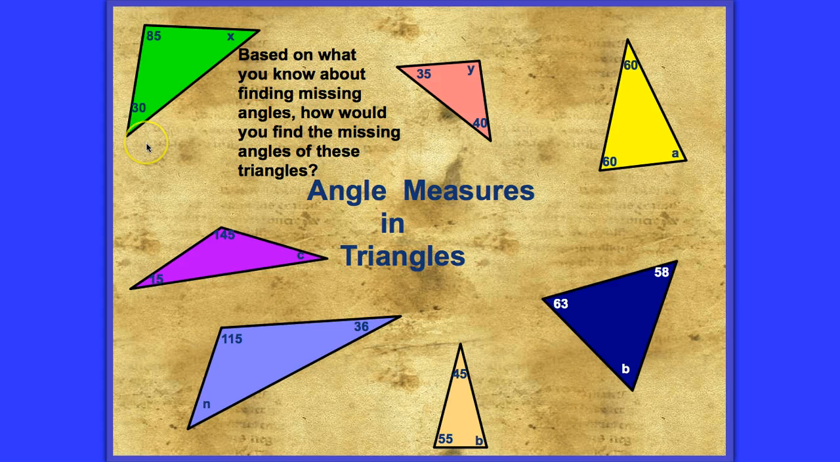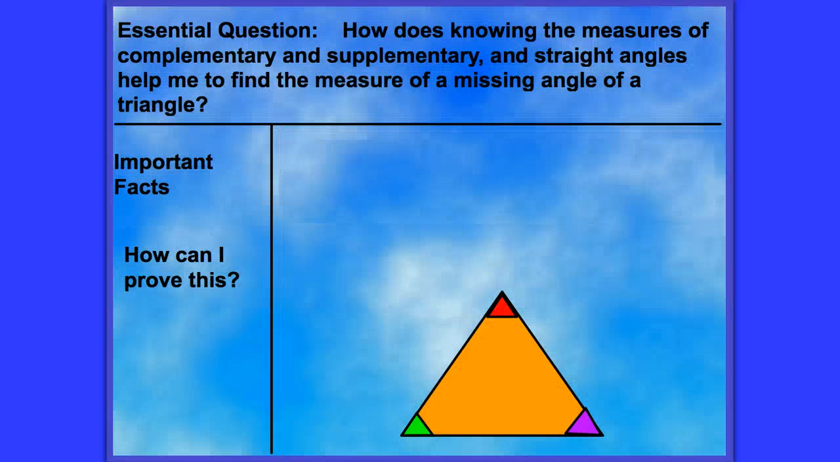Well, based on what you know about finding the missing angles, how would you find the missing angles of these triangles? Well, let's take a look and see if our essential question can help us with this. How does knowing the measure of complementary, supplementary, and straight angles help me to find the measure of a missing angle of a triangle?